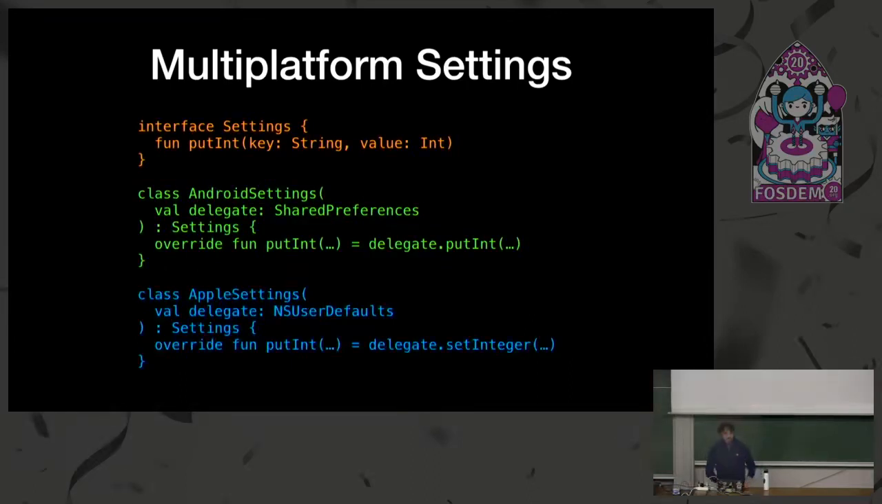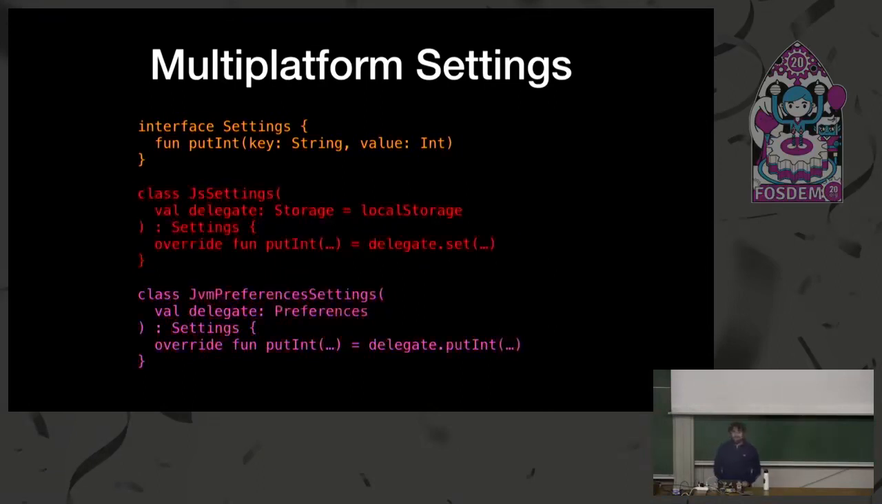The core of it is this interface called Settings. I'm just using one method as an example, but it has a bunch of getters and setters for different data types. And it has different implementations on each of the platforms. There's an Android settings, which wraps the typical Android key value API, which is called shared preferences. There's an Apple settings, which wraps the user defaults API, which is essentially the equivalent on iOS.